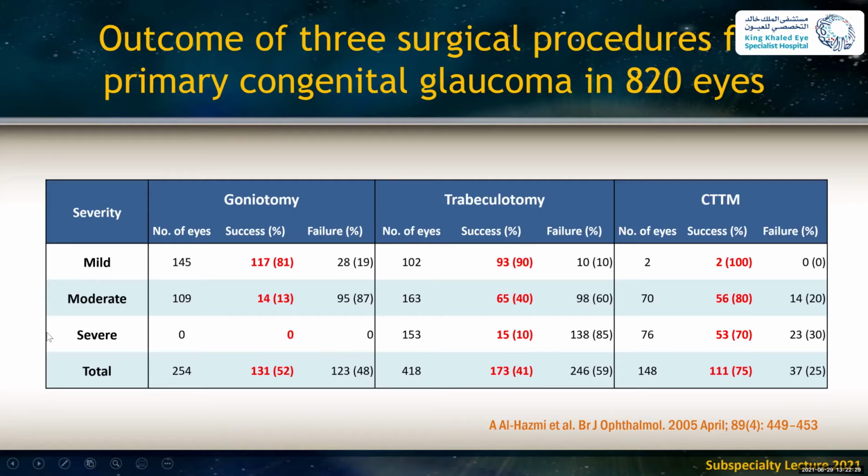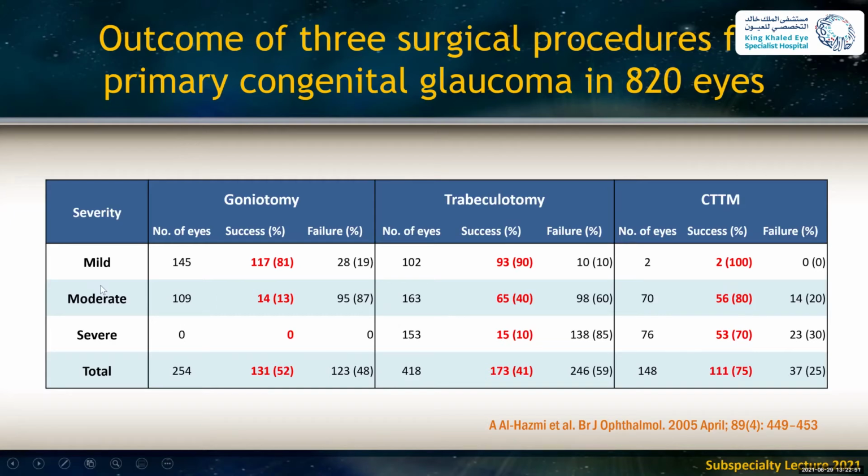But when we come to the moderate cases, you find differences between the three procedures. About 13 percent success rate in 109 cases, up to 40 percent in goniotomy, up to 40 percent in trabeculotomy, and 80 percent in 70 cases.